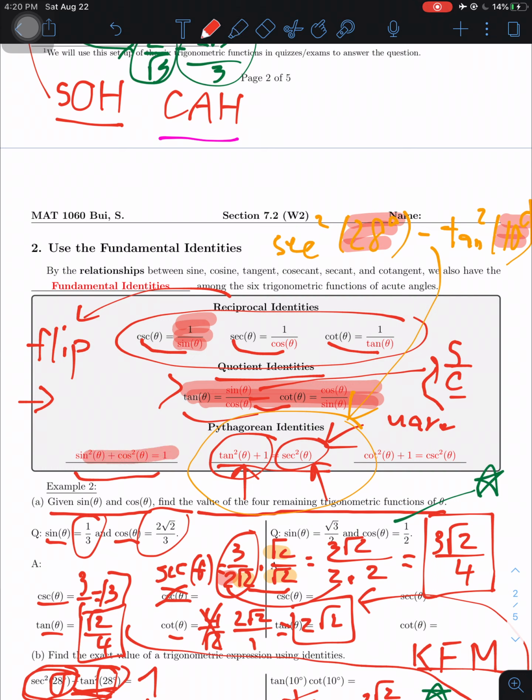The next two formulas, for tangent and cotangent, we don't have cosine, right? So this is out of the way too, because we don't have cosine, so we cannot use it for tangent or cotangent. So the only option that we have in here is this: sine squared plus cosine squared equals 1. Okay, so now let me scroll back in the page.